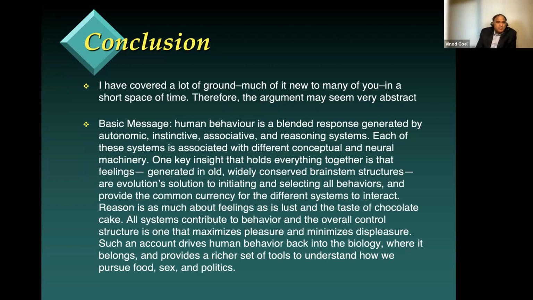One key insight that holds everything together is that feelings, generated in old, widely conserved brainstem structures, are evolution's solution to initiating and selecting all behaviors, and provide the common currency for the different systems to interact. Reason is as much about feelings as is lust and the taste of chocolate cake. All systems contribute to behavior, and the overall control structure is one that maximizes pleasure and minimizes displeasure. Such an account drives human behavior back into the biology where it belongs and provides a richer set of tools to understand how we pursue food, sex, and politics.